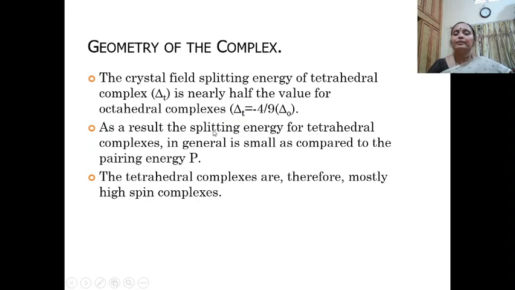As a result, the splitting energy for a tetrahedral complex in general is small compared to the pairing energy P. Tetrahedral complexes are therefore mostly high spin complexes.